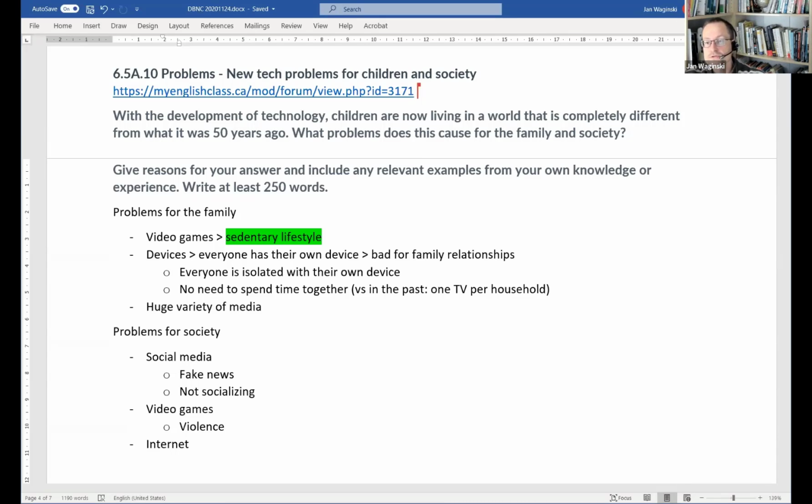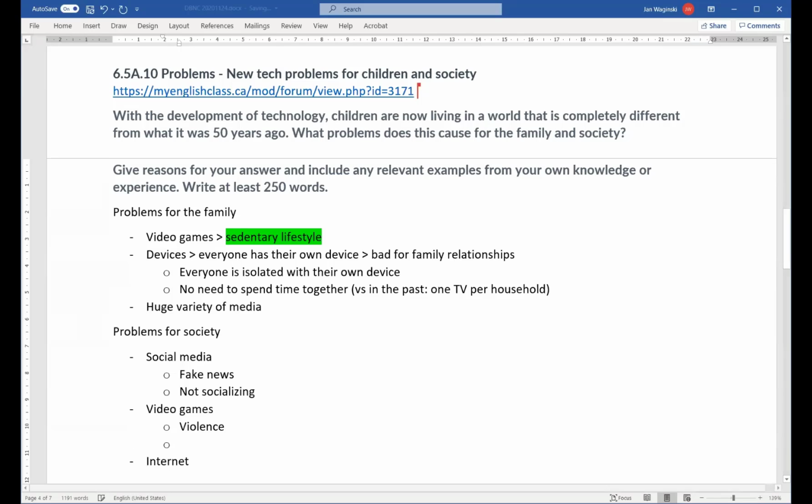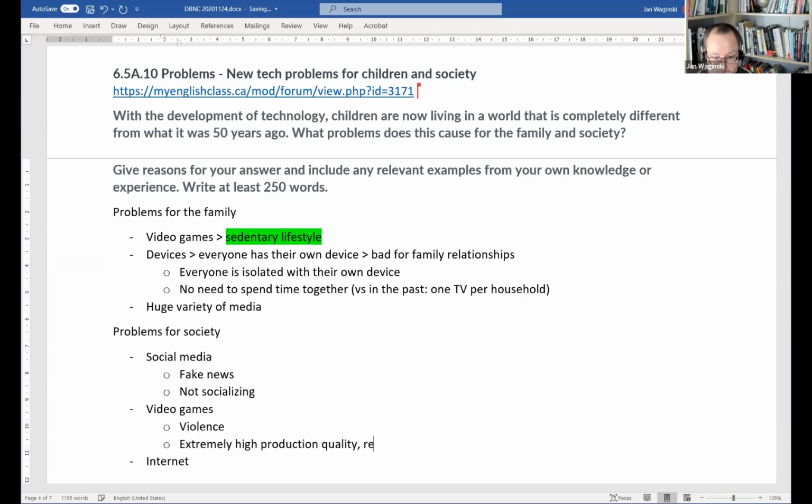What kind of words would you use to describe the quality of the video games today? They're terrible. They're violent. Sorry, I don't mean quality as in like you hate them or they're evil or they're good. I mean production quality. High quality. Sophisticated. HD quality. Extremely high definition quality. I would use words like realistic. Realistic, yeah.